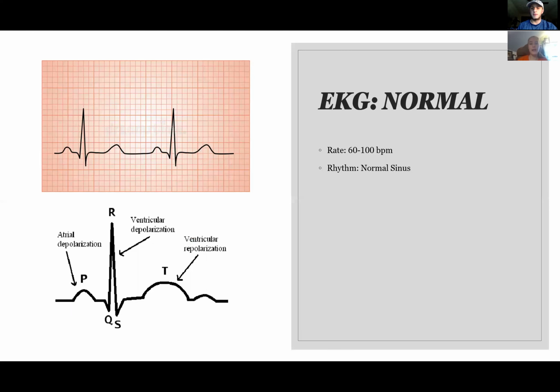Okay, here we have a normal EKG reading. There are different components to this. For example, there's the P wave, which indicates atrial depolarization. This is when the atria of the heart are going to contract.